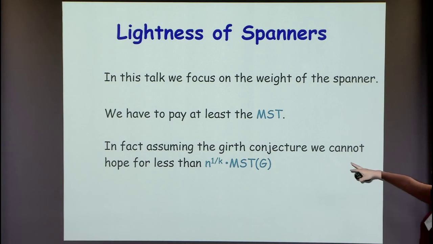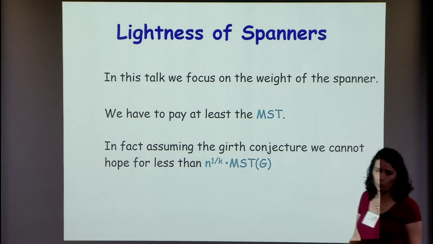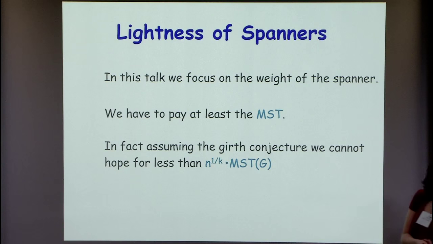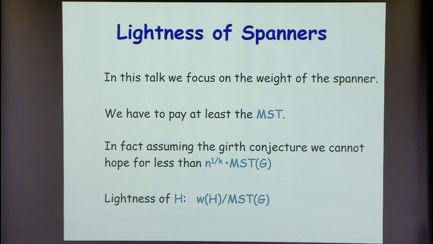And actually, if we believe the Girth conjecture, then we can also get a similar lower bound, saying that if we want 2k minus 1 stretch, we cannot hope to get better than n to the 1 over k times the weight of the MST. So that's the best trade-off we can hope for between 2k minus 1 stretch and weight. The lightness of H is defined as the ratio between the weight of our spanner and the MST. So the best lightness we can hope for with 2k minus 1 stretch is n to the 1 over k.